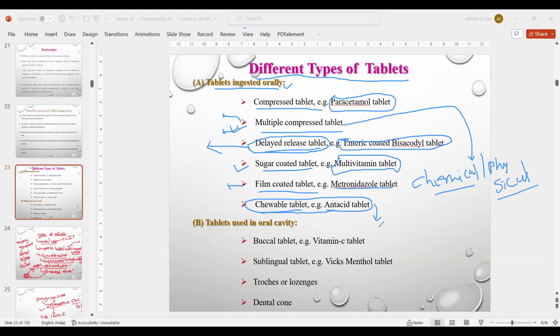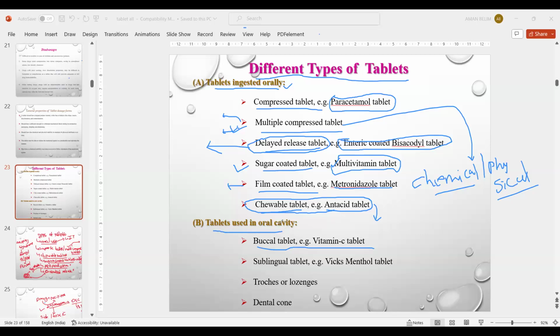We will study this chapter as an entire MCQ type, okay? Mannitol, yes, mannitol, yes, yes. And why is mannitol used? What is the reason behind it? Why is mannitol used in chewable tablet? Okay. Type your answer in the chat box. So in chewable tablet, mannitol is used. You are right. What is the reason? You have to type in the chat box.